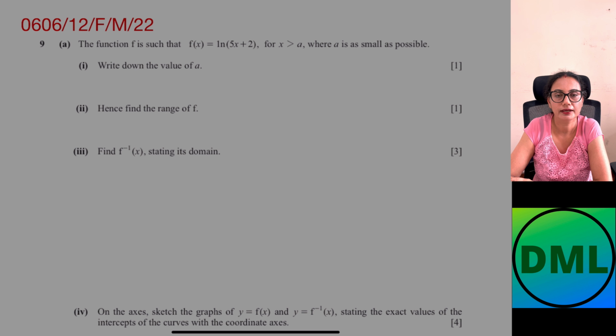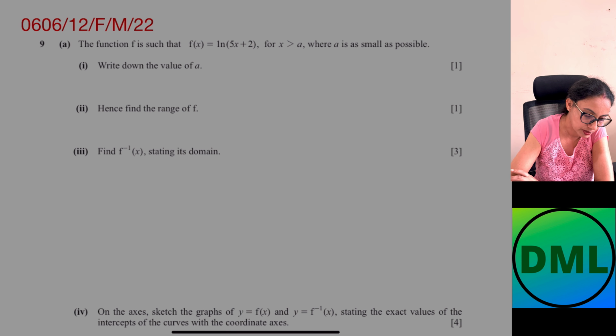We know that the value inside ln or log cannot be negative. It should be greater than 0. It cannot be equal to 0, because for ln 0 or log 0, you can't find the answer. So we will put the condition that the inside part is greater than 0 and find the value for a. Let's do it here.